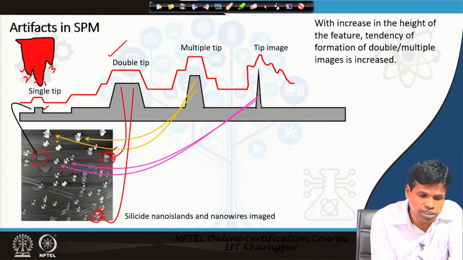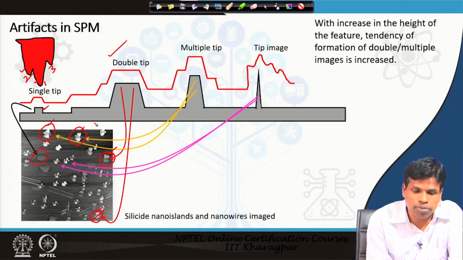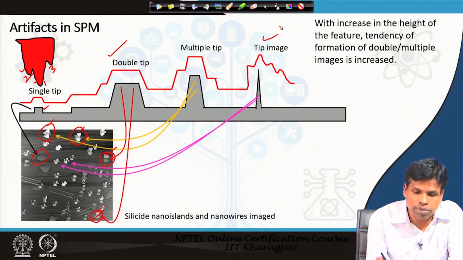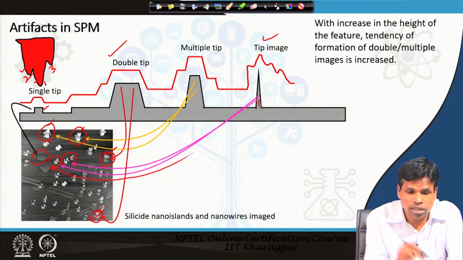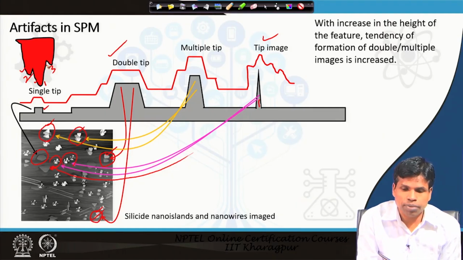Here in this type of feature you see multiple such structures. Each of these structures is actually one feature, but each tip is measuring it. As each tip is measuring it, that is why the repeated information is seen here, the multiple tip effect. Each tip is getting information. Here is a tip image, even though it is a one dimensional feature. What you see here is many features because of many such small tips at the tip apex.